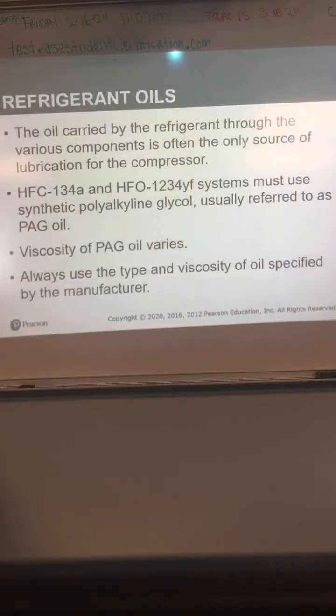The system's going to have a little bit of oil in it. Okay? If it gets too much oil in it, it will not work right. If it gets not enough oil in it, the compressor is going to seize. Oil is carried by the refrigerant through the various components, often the only source of lubrication for the compressor.